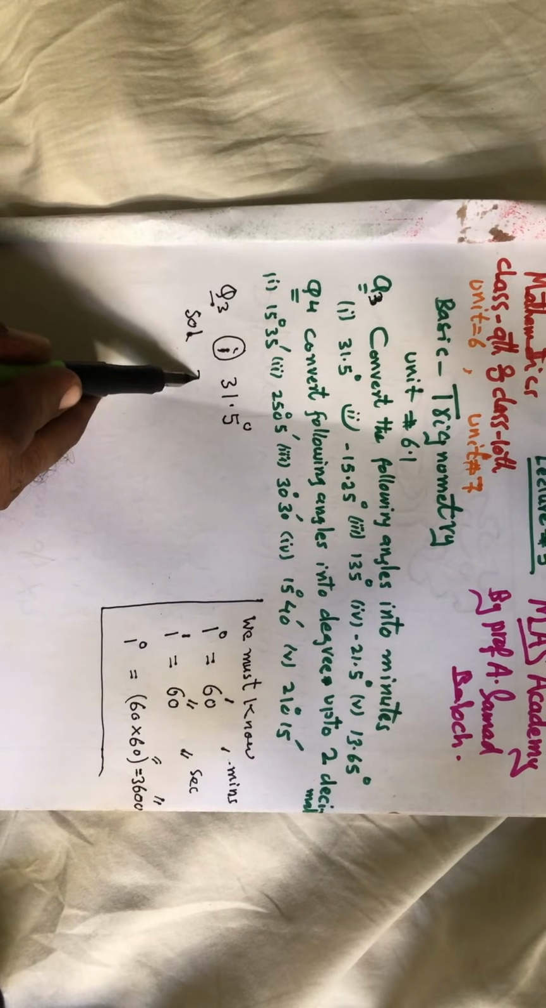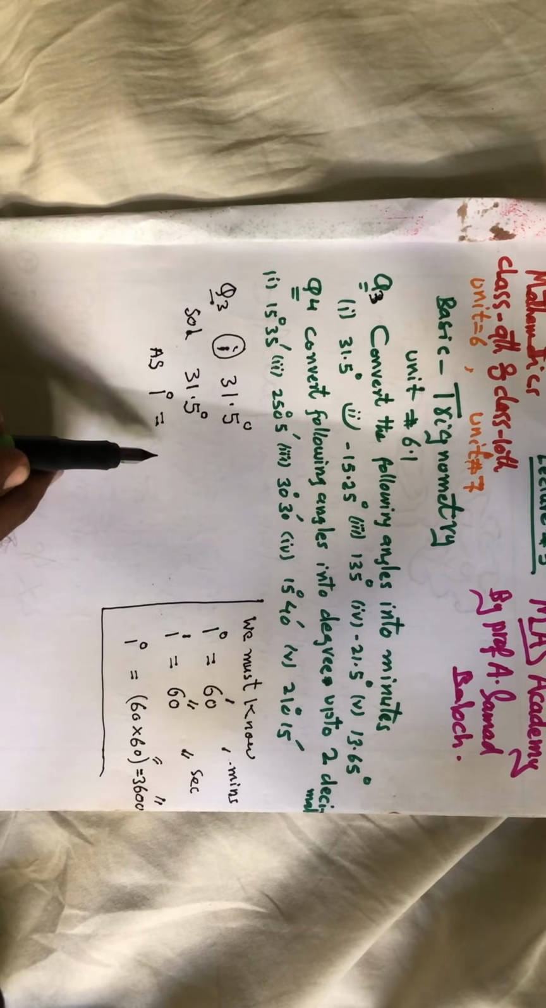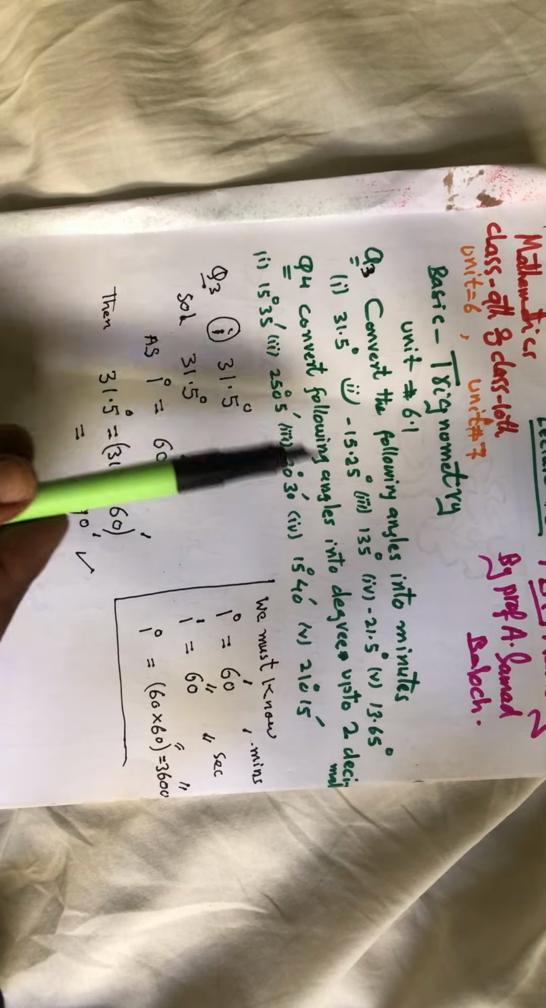Now come to the main question, that is 31.5. As we know that 1 degree is equal to 60 minutes. That one we will mention first of all. After mentioning this, we can write 31.5 degrees is equal to 31.5 multiplied by 60. Now see, on the left-hand side the degree sign is there, and here we put a slash, that is minutes. Now the answer came, 1890. This is the answer of the first part.